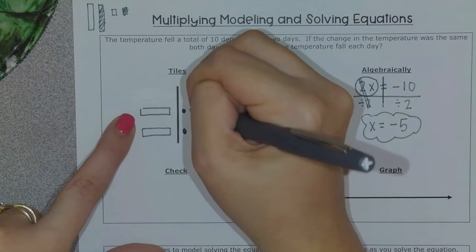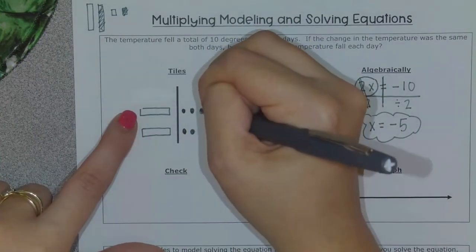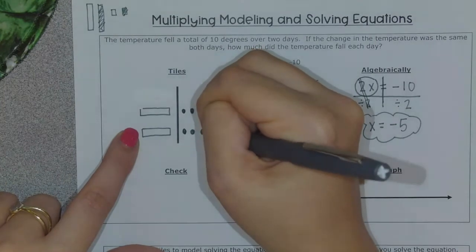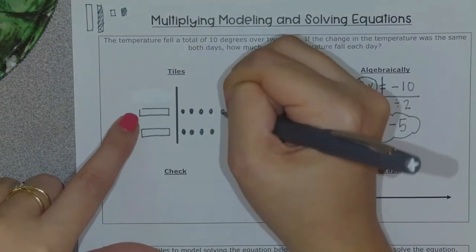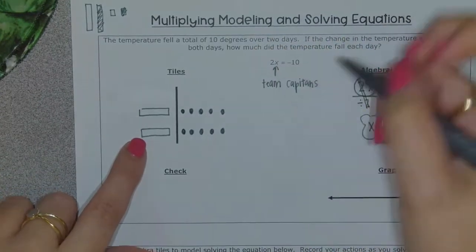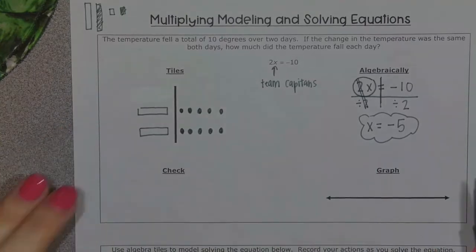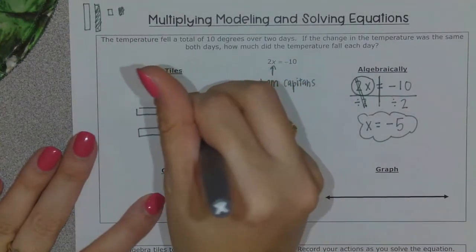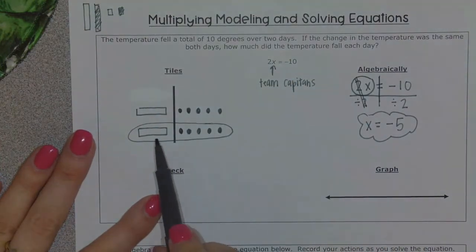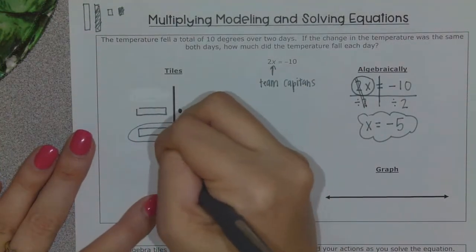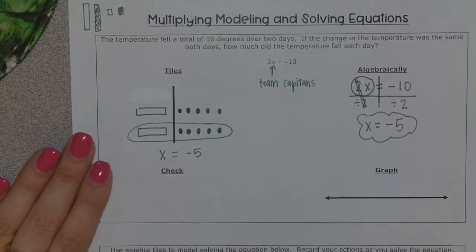I go back to the first one for 3, second one for 4, top for 5, bottom for 6, top for 7, bottom for 8, top for 9, bottom for 10. So they've split those players evenly. My answer is going to be what just one of those X tiles is worth. So one X tile is equal to 5 negative tiles. So X equals negative 5.